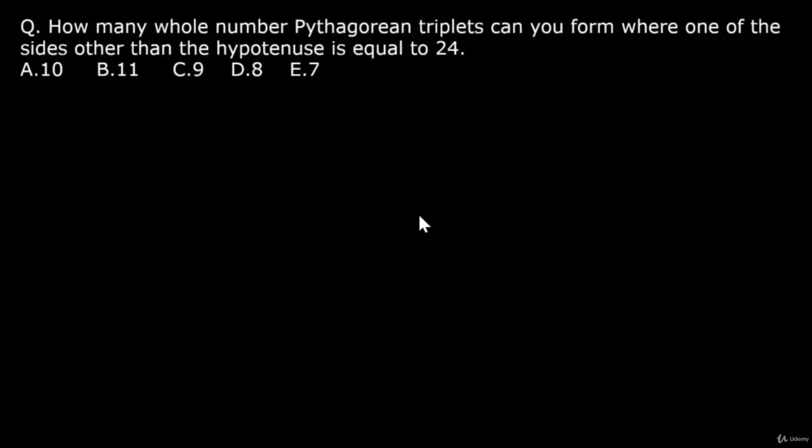Let's read the question. How many whole number Pythagorean triplets can you form where one of the sides other than the hypotenuse is equal to 24? Alright, what's the answer to this question? The correct answer is option D, that is 8.